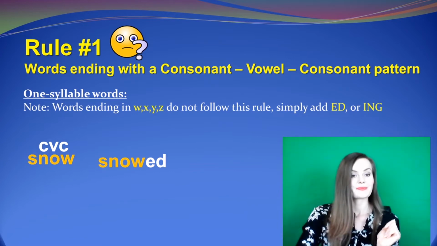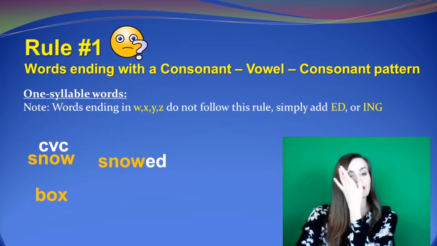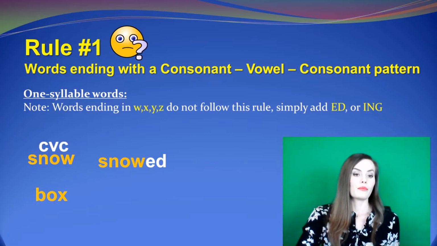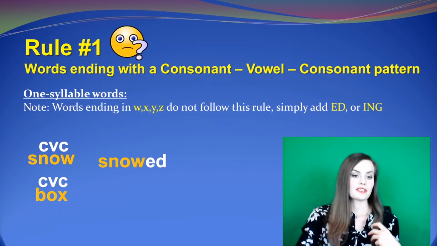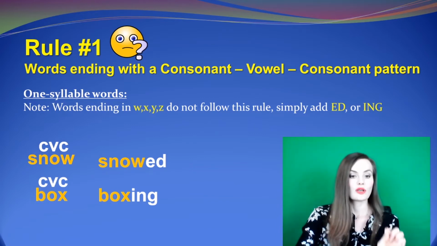And we get snowed. Okay, the next word is box. Again, we see the same CVC pattern. But if we want to add the ending ing, we don't need to double anything because it ends with the letter X, and we get boxing. Okay, we got it. Let's move to the next rule.